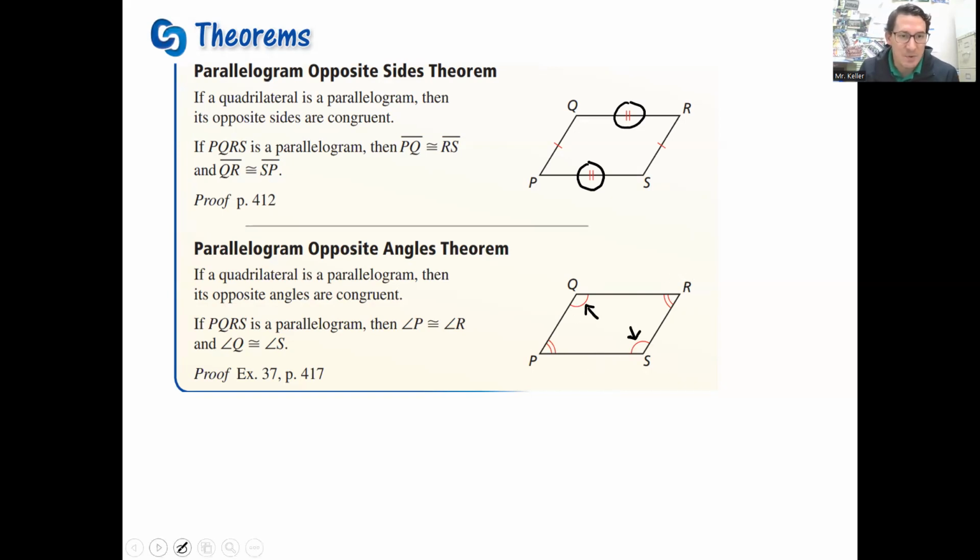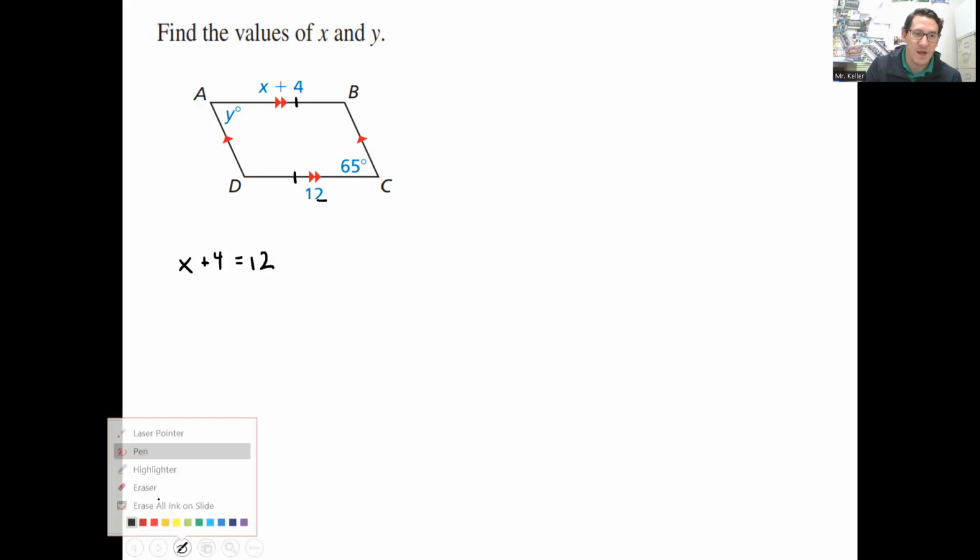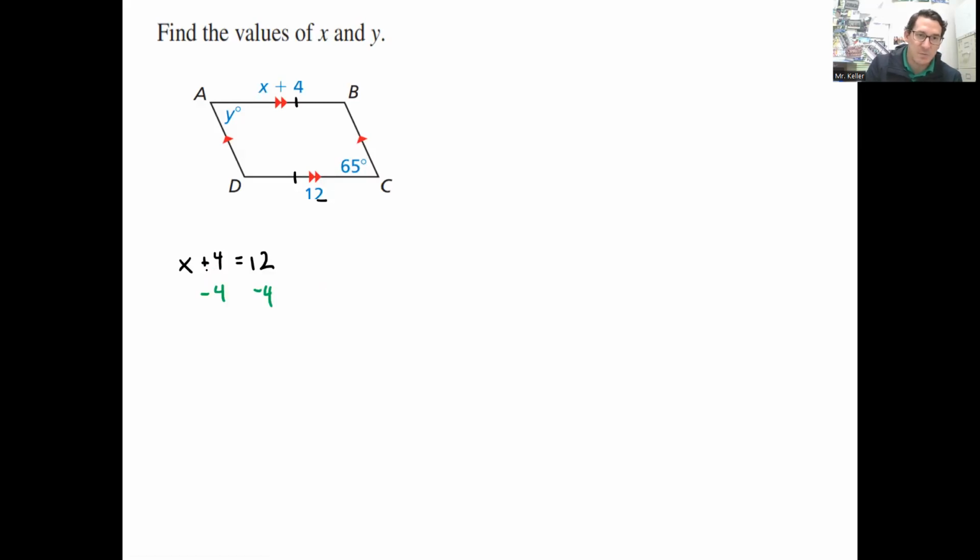So let's get an example of how to use this. We're going to find the values of X and Y. That got cut off. That's a 2 right there. So find the value of X and Y. What we know here is that AB is equal to DC. So that means X plus 4 is equal to 12. And then we need to just solve for X. That's a simple one. Probably do that in your head. Subtract 4 from both sides. So plus 4 minus 4 cancels out. You get X is equal to 8.